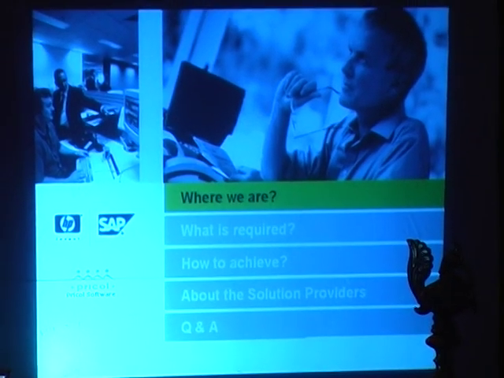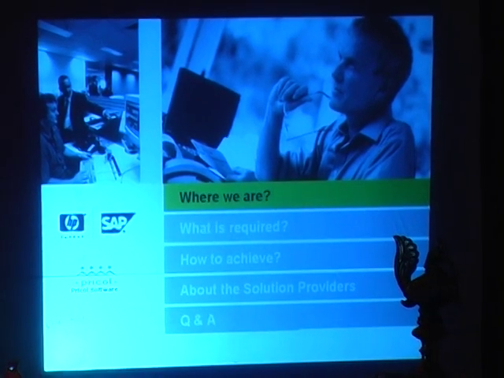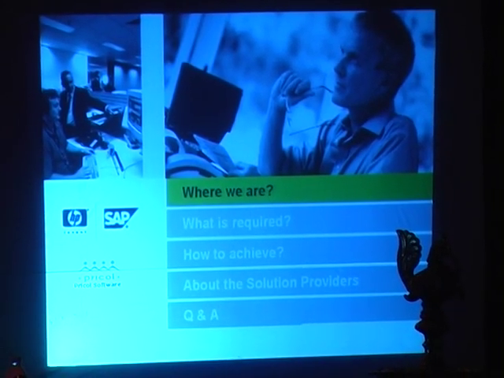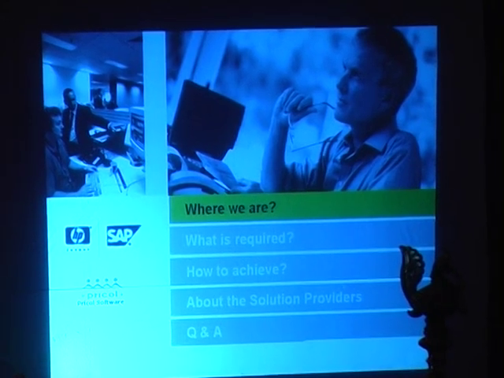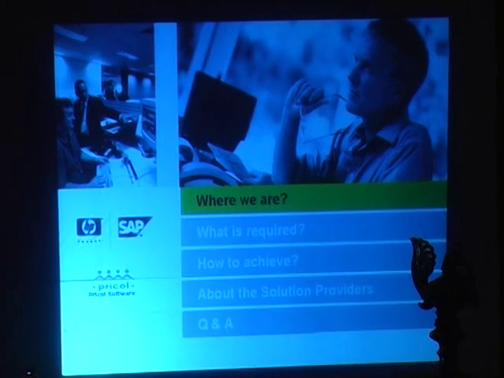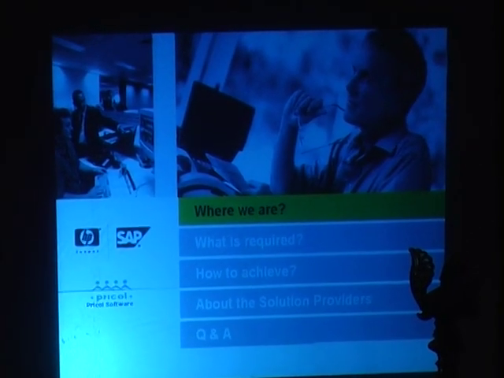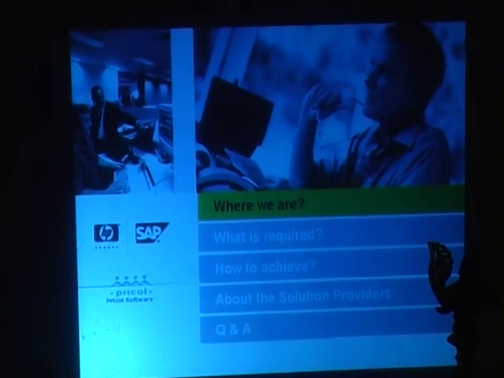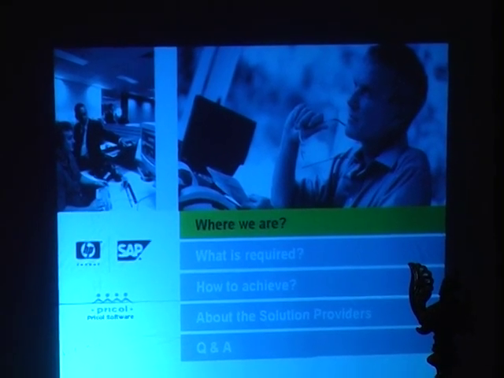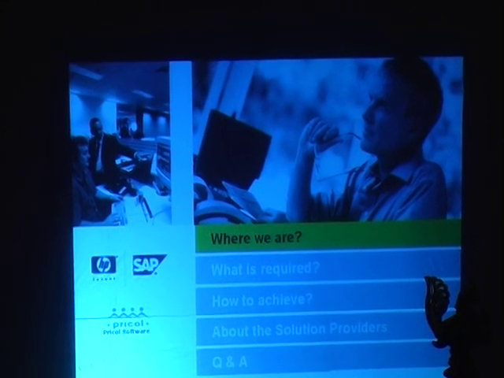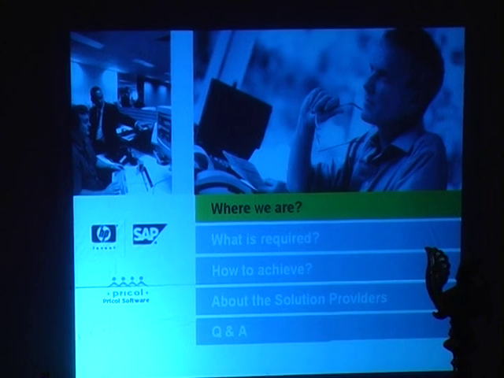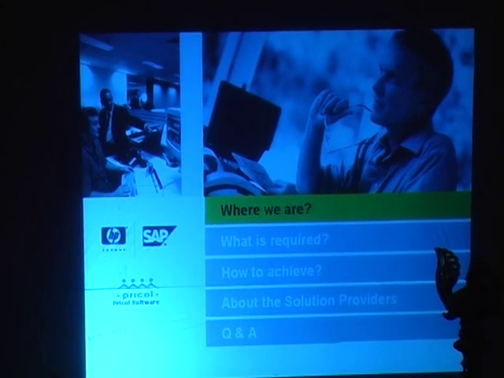The quick agenda is like this. Where we are. We, in the sense, I am representing an SME and know what is required for SMEs on the ERP front and how to achieve the ERP part successfully. And of course, briefly I'll go across the solution providers. In fact, Precall is also a solution provider now, besides a user. And of course, we'll meet at dinner time. Probably you can ask any questions then.